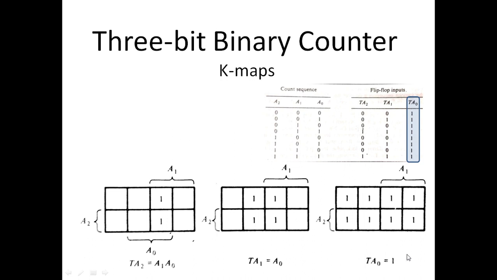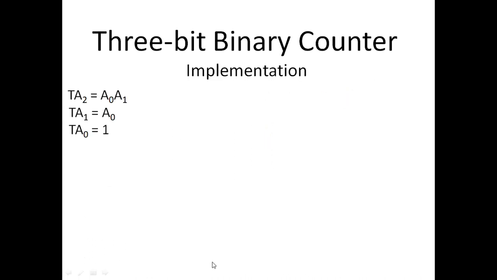So we have achieved or created the simplified form of the 3 Boolean functions written here. The equation for TA2 is A0 A1, the equation for TA1 is A0, and the equation for TA0 is 1. So now we can implement these 3 Boolean functions to create inputs for the 3 T flip-flops.